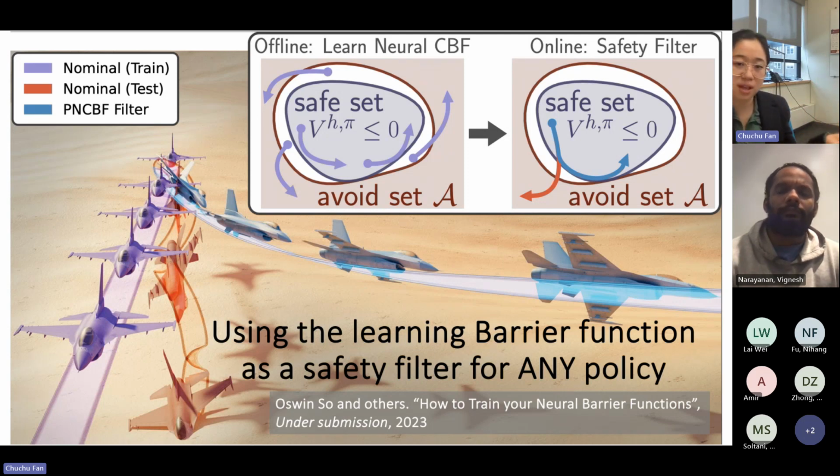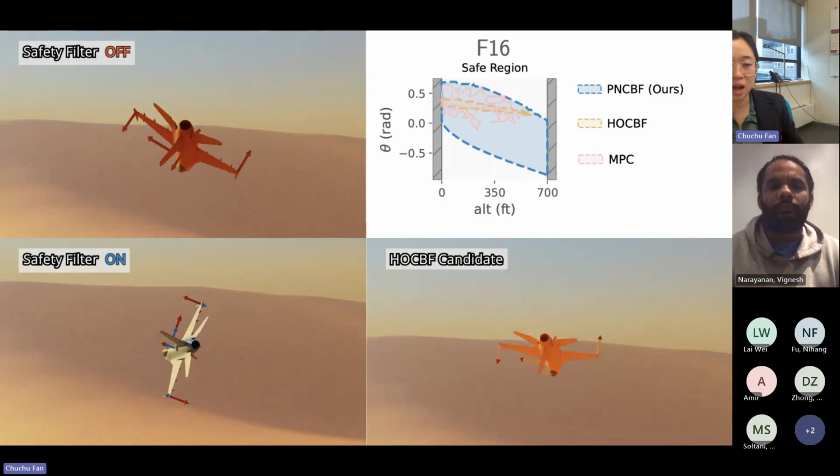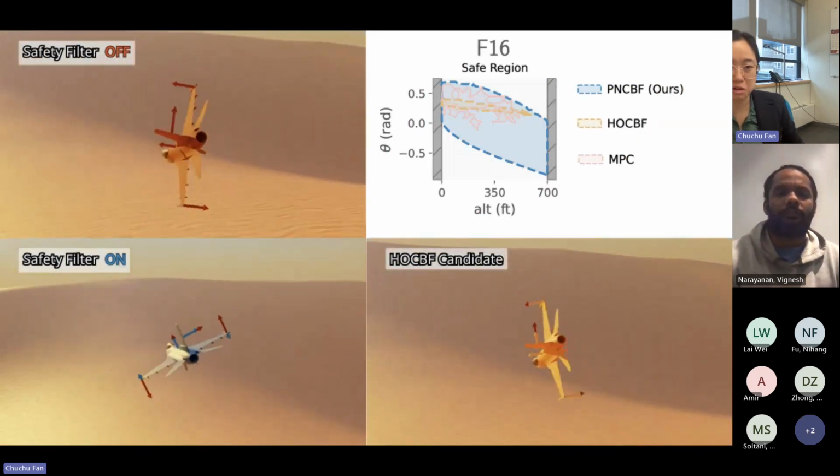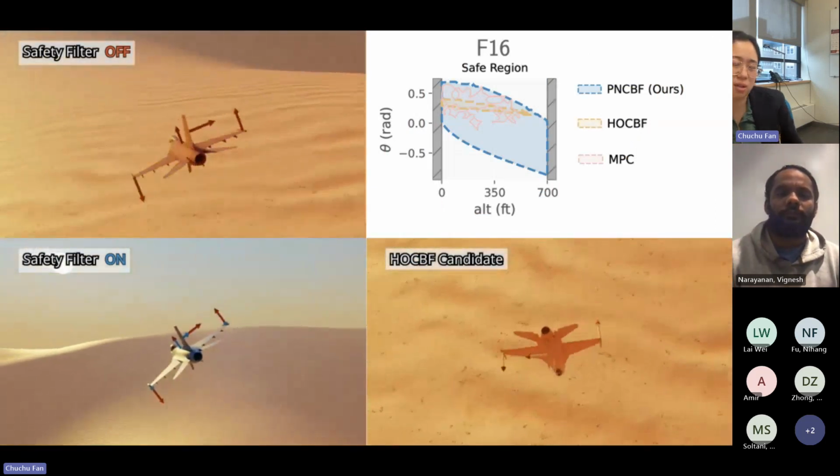What we do is to use the learned control barrier function to create a guaranteed safety set, and also use it as a safety filter, so that you can see on the right-hand side, the unsafe behaviors, the original red one, will be modified and corrected with minimum modification to make it stay within the safe set. We can add this type of safety filter on top of any policy, not just the learned ones.